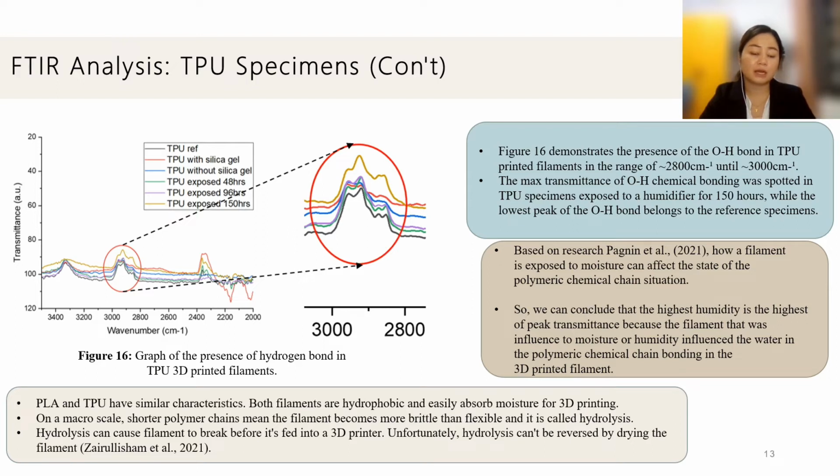Other than that, PLA and TPU have similar characteristics. Both filaments are hydrophilic and easily absorb moisture for 3D printing. On a micro scale, a shorter polymer chain means a filament becomes more brittle than flexible, and this is called hydrolysis. Hydrolysis can cause a filament to break before it is fed into a 3D printer. Fortunately, hydrolysis can be reversed by drying the filaments, according to Zyrolizum and others 2021.